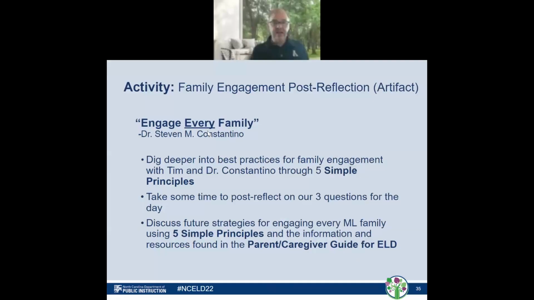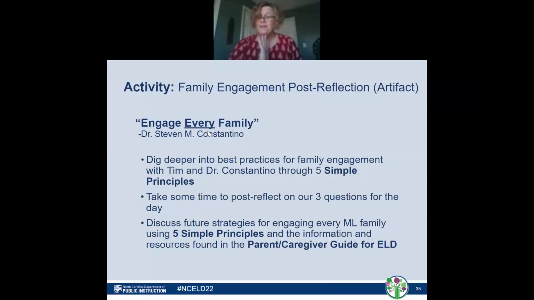Yes, we're going to take some time to reflect on the ways that the Parent Caregiver Guide and 5 basic principles can help us achieve our goals for today. So we're going to dig deeper into the best practices for family engagement with Tim and Dr. Constantino through 5 simple principles. We're going to take some time to post-reflect personally and in group. And we're going to discuss future strategies for engaging every ML family using the 5 principles and the Parent Caregiver Guide.